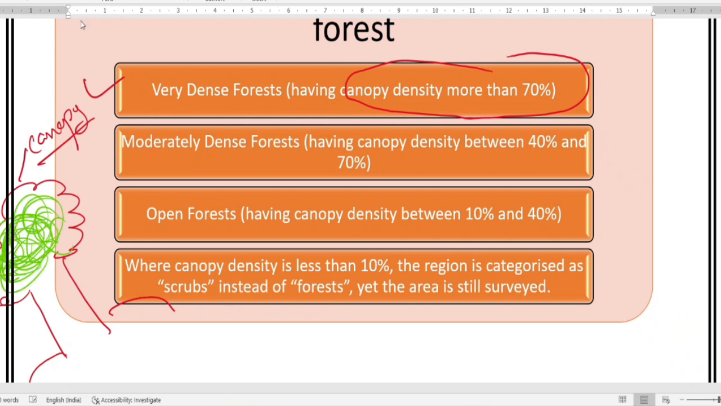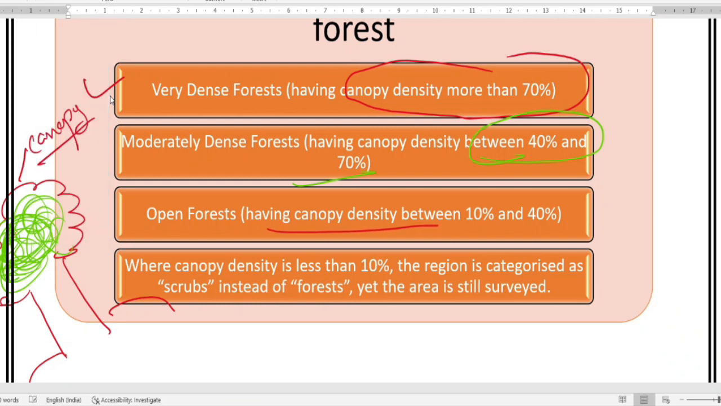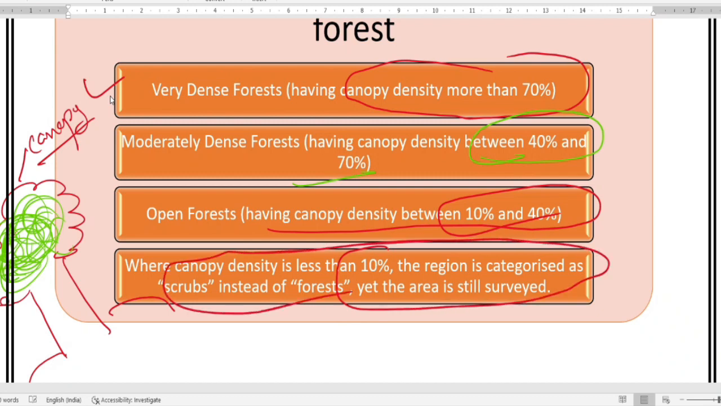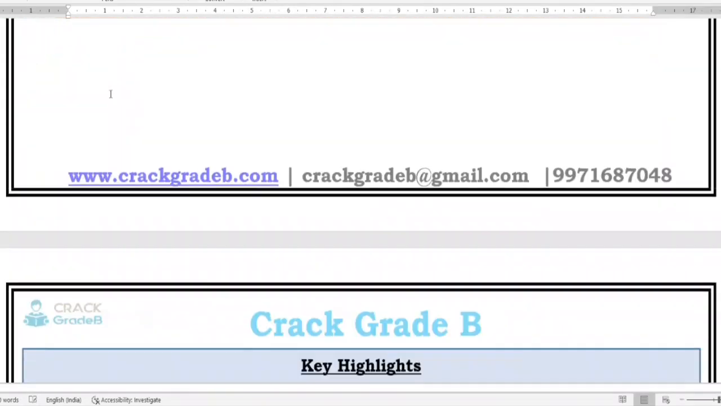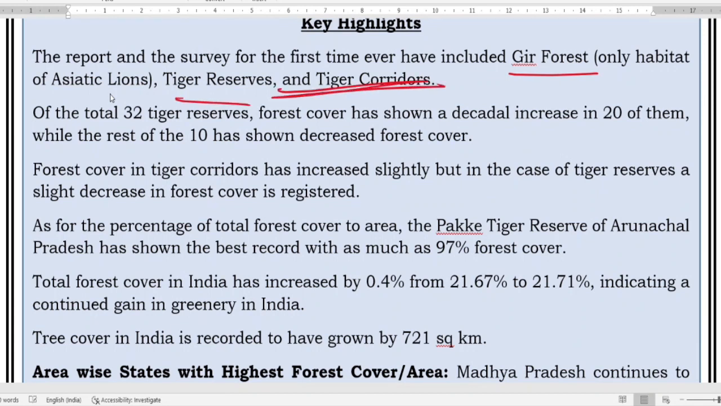Then moderately dense forest, canopy between 40 to 70%. Then open forest having canopy 10 to 40%. Where canopy density is less than 10%, the region is categorized as scrub instead of forest. Okay, let's move forward. Let's see the key details. So these are the key details. For the first time, this report included Gir Forest, the only habitat of Asiatic lions, tiger reserves, and tiger corridors.